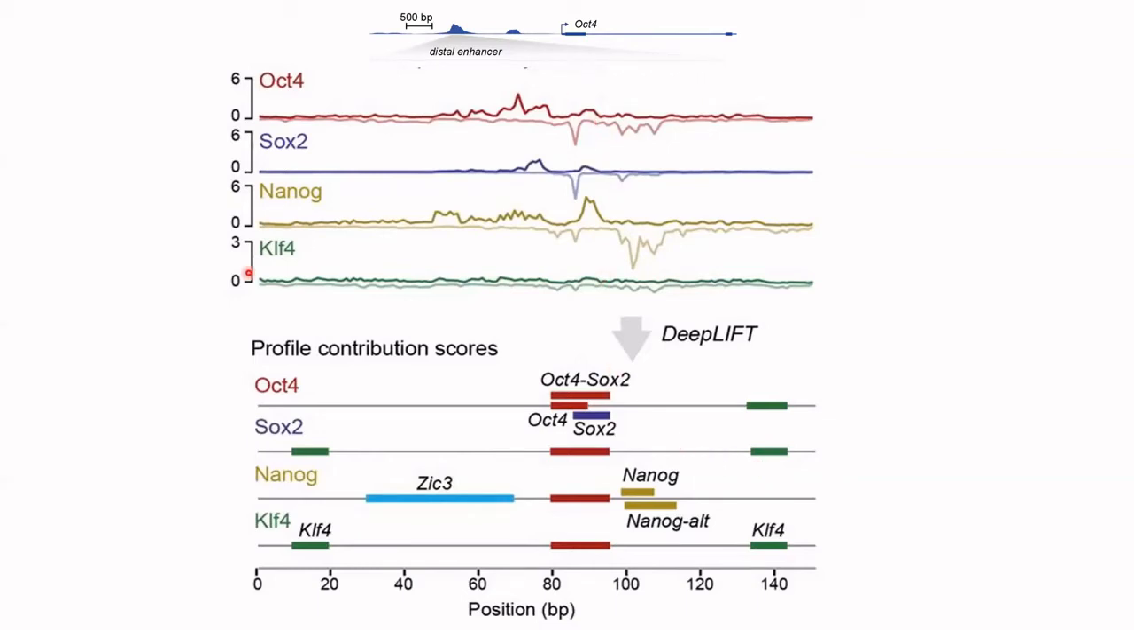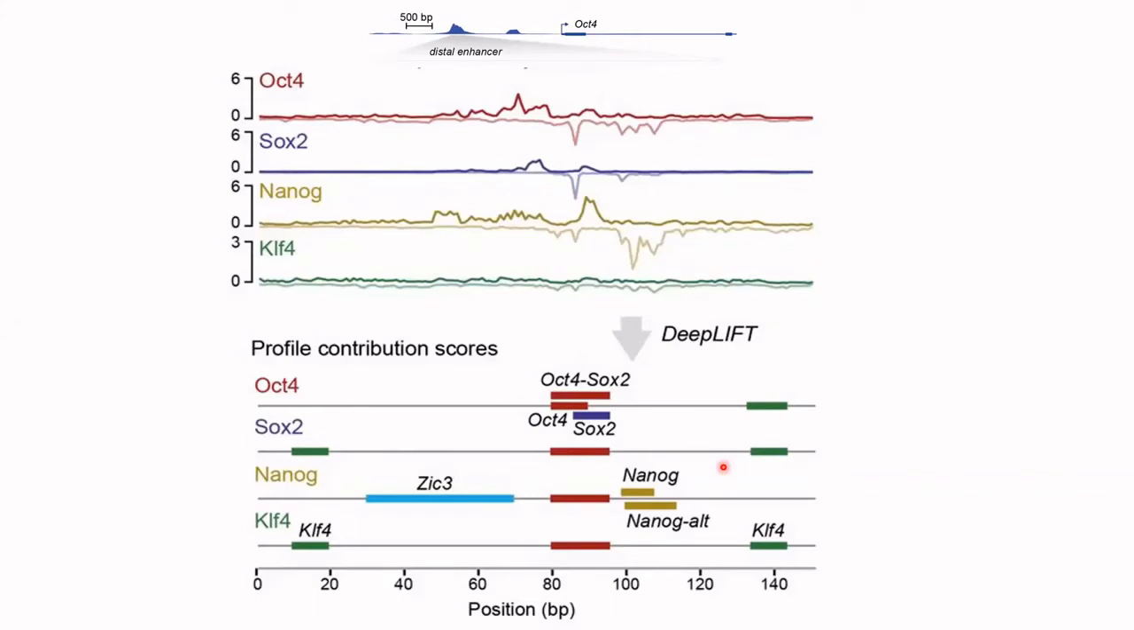And you can see that even though it's the same sequence, each of these TFs uses the sequences in different ways to bind. So for example, you see ZIC3 contributing most strongly to Nanog binding, and a bunch of these other motifs popping up as important for specific transcription factors. So in this way, we can interpret any single element in the genome, any transcription factor binding site.